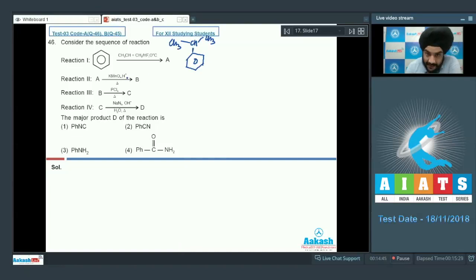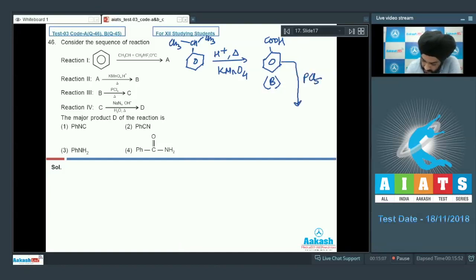Now A is allowed to react with hot acidified KMnO4. This hot acidified KMnO4 is going to convert it into benzoic acid. So this is our structure B. Now this benzoic acid is allowed to react with PCl5. This PCl5 is going to lead to conversion of the acid into acyl chloride. So this is our structure C.